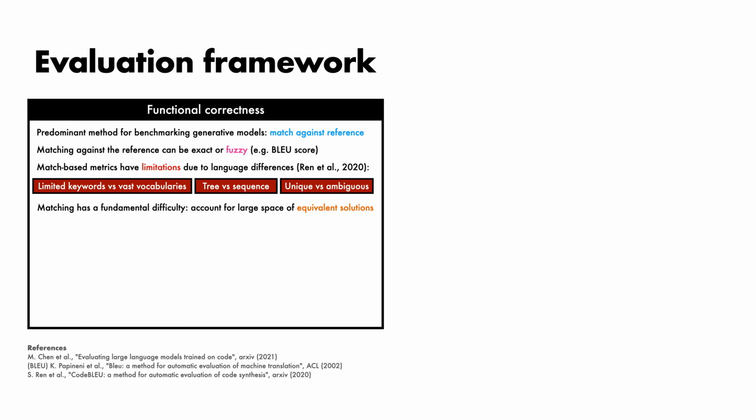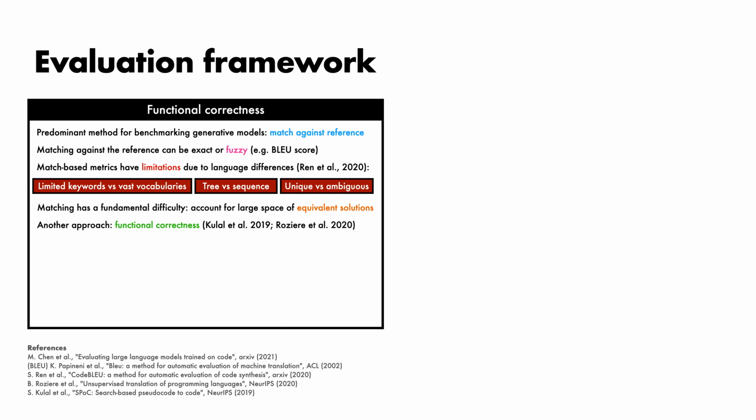However, match-based metrics exhibit a fundamental difficulty when it comes to evaluating code, because they are unable to account for the large space of programs that represent functionally equivalent solutions. This difficulty has prompted recent efforts to consider instead functional correctness as the goal, an idea that was explored in the context of code generation from pseudocode by Kulal et al., and in the context of building a transcompiler for unsupervised code translation by Roziere et al.